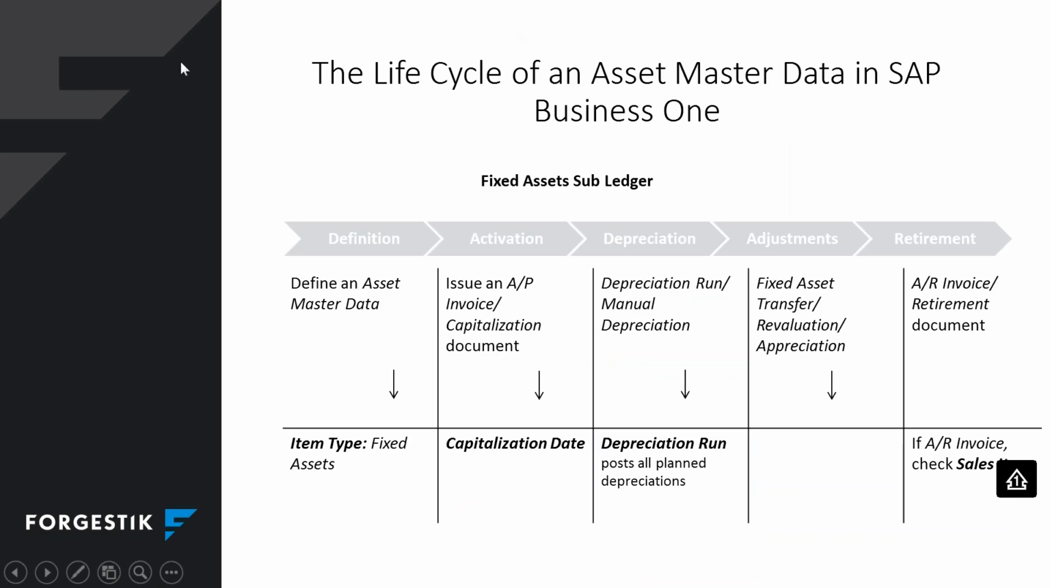So the objective today is to go through the life cycle of the asset, and we'll look at the definition of the asset, activation, where it becomes capitalized. We'll discuss a depreciation run. We'll look at the other fixed asset transactions such as transfer, revaluation, and appreciation, and we'll have a brief discussion on the disposal.